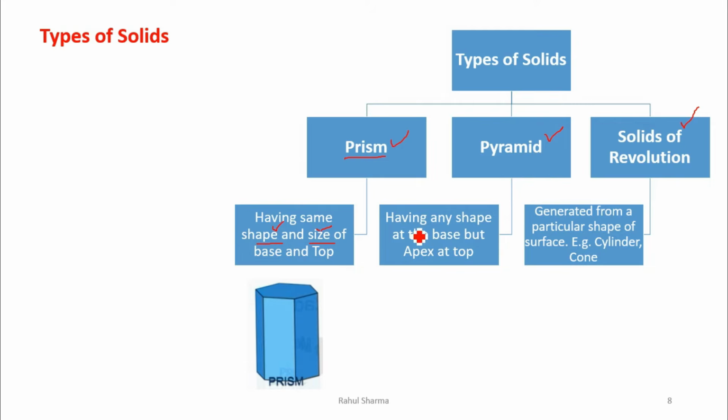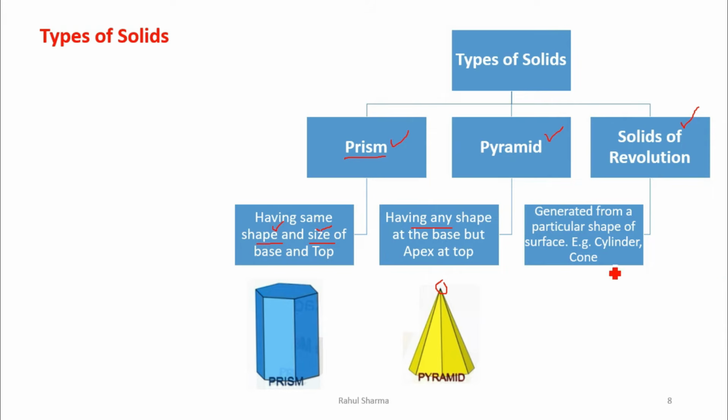Now pyramid. A pyramid is a solid which has any shape at the base. It might be a pentagon, hexagon, square, triangle, rectangle, any shape at the base. But at the top it will have an apex like this. So whenever this type of solid with an apex comes, we say it is a pyramid, with any shape at the base. Third, solid of revolution.